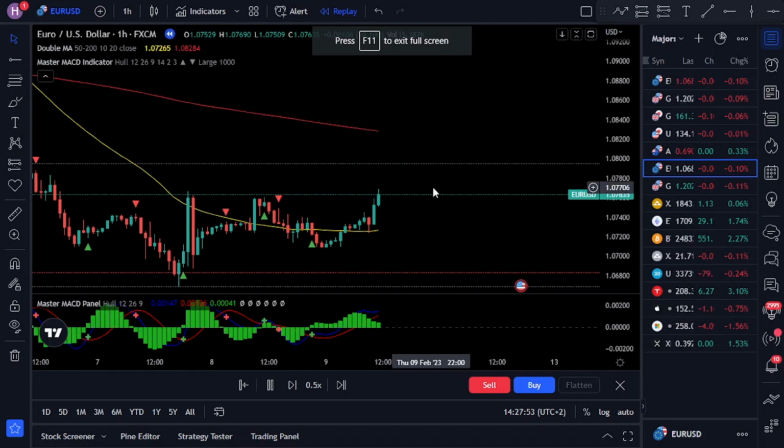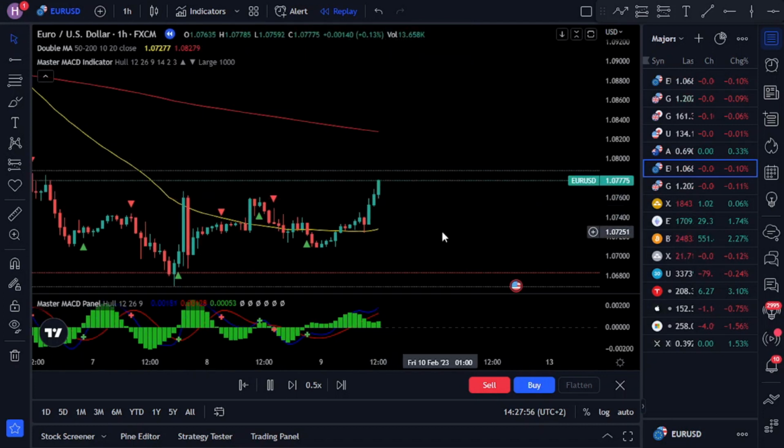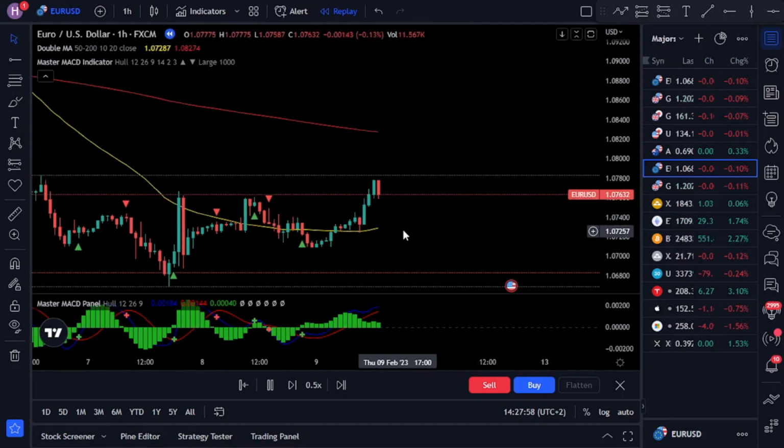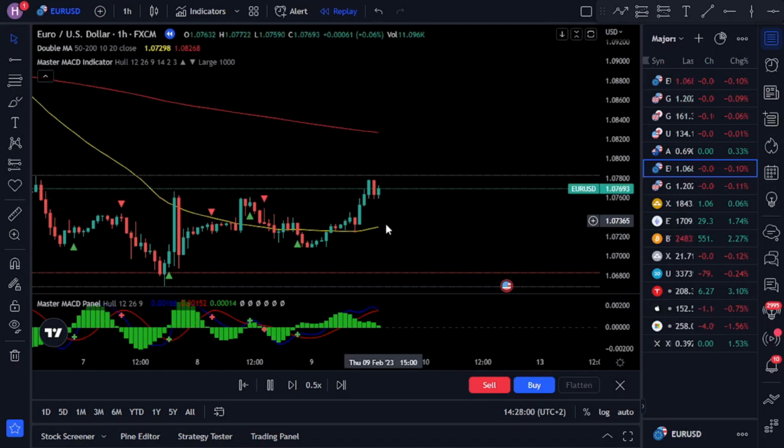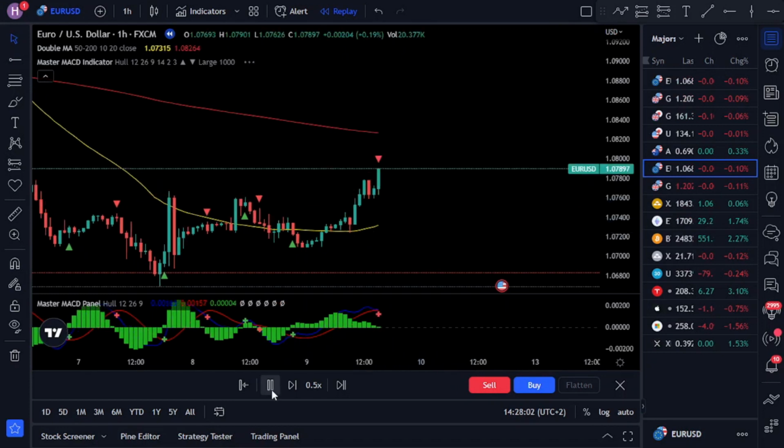Now, let's take a look at the specific rules for a sell trade first. Our first requirement is that the yellow line needs to be below the red line, meaning that the fast moving average needs to be below the slow moving average, showing that we are currently in a long-term downtrend.